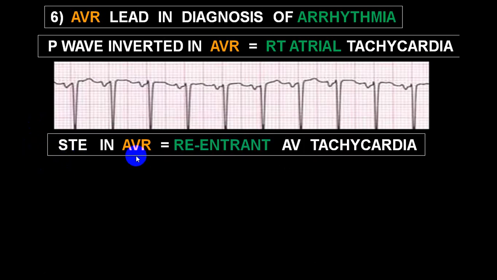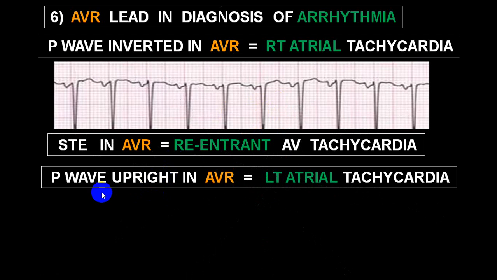And if there is an ST elevation in aVR, it will indicate re-entrant AV tachycardia. So this is another very important clue. If you get an inverted P wave with ST elevation in aVR and there is a tachycardia, it may be a case of re-entrant AV tachycardia. If the P wave is upright in aVR and there is a tachycardia, it is in favor of a left atrial ectopic focus tachycardia. So if there is a focus in the left atrium, it will produce tachycardia and that will produce an upright P wave in aVR.